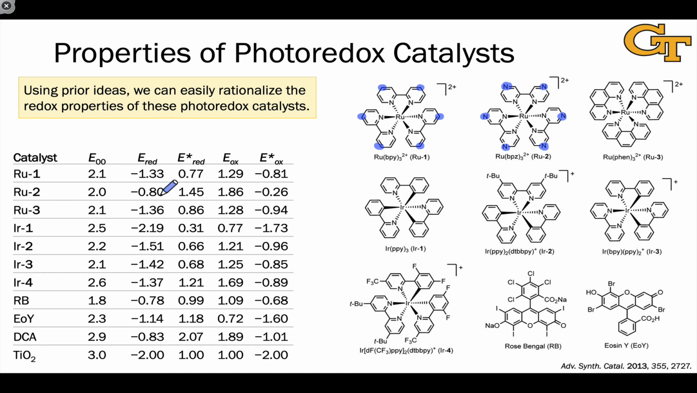Unsurprisingly, the reduction potential of Ru2 is higher. It is less disfavored, we might say, or more favorable for Ru2 to undergo reduction relative to Ru1, and that's very clear if we focus on these excited state numbers. Notice the 0.77 versus 1.45. Ru2 is much more likely and much more favorable to undergo reduction in its excited state than Ru1, and that can be traced directly to the presence of these electron withdrawing groups in the structure.